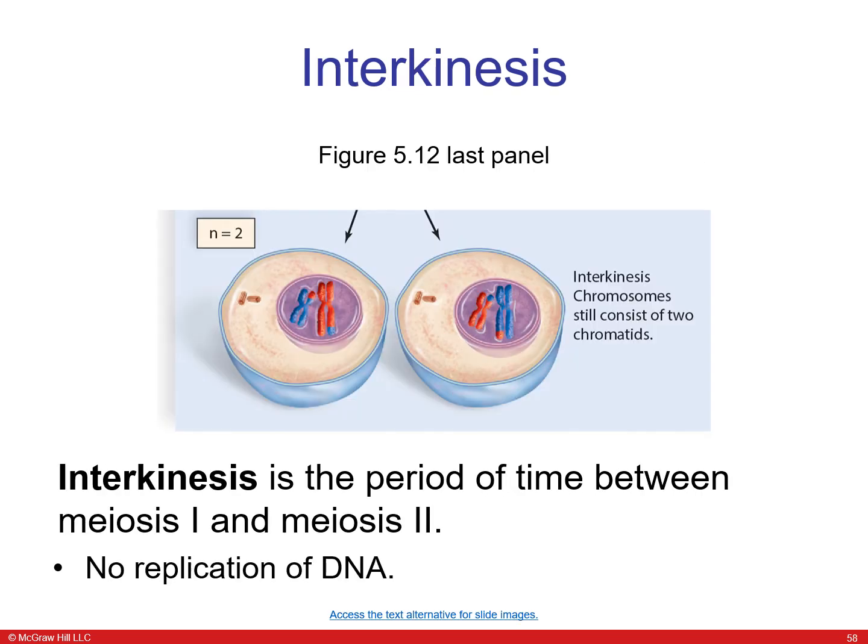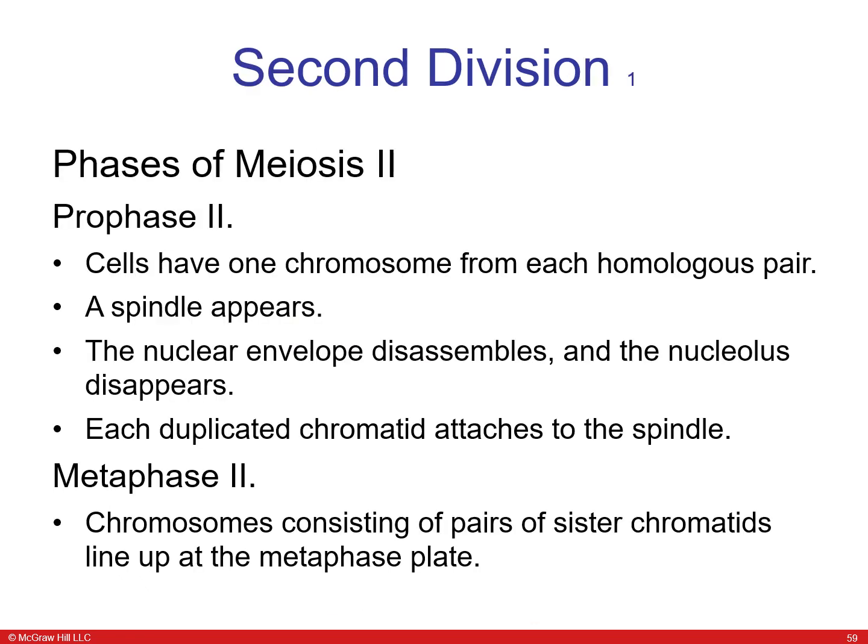So the term interkinesis is the period of time between meiosis 1 and meiosis 2, and there's no DNA replication going on here. So in meiosis, we have a second division. In prophase 2, cells have 1 chromosome from each homologous pair. A spindle appears, the nuclear envelope disassembles, and the nucleolus disappears.